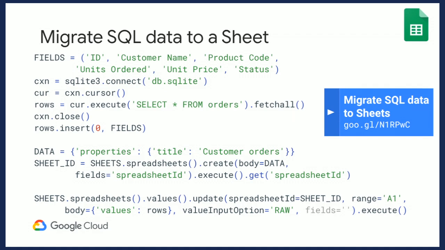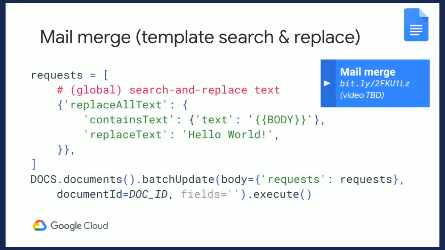All right, so here's an example of each of those. Migrating SQL data to a sheet. You would think that this may be difficult, but again, this is a couple of lines of code to read in data from a relational database, 1 or 2 lines to create a new spreadsheet, and then 1 line to take the rows that you read out along with some column names, and then to jam those into the spreadsheet starting in cell A1. Okay, it's 9 lines of code. Not bad at all.